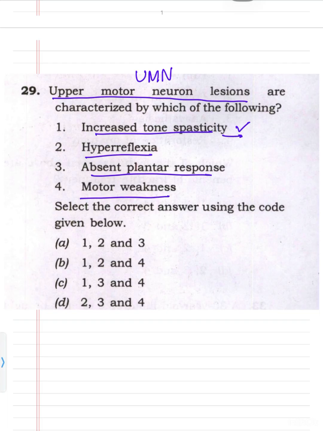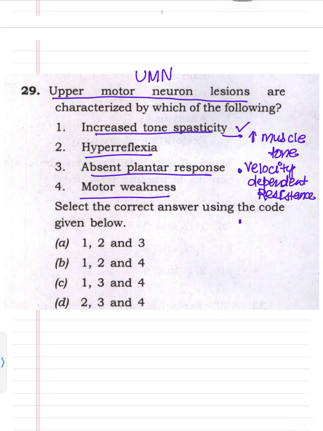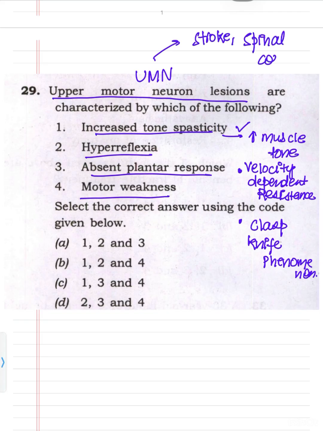So we generally know that UMN lesions have increased muscle tone. The resistance is velocity dependent resistance. So there will be clasp knife phenomenon. So in UMN lesions there will be increased tone spasticity. UMN lesions like stroke, spinal cord lesions. So in that, increased tone spasticity will be there. So the first is correct.